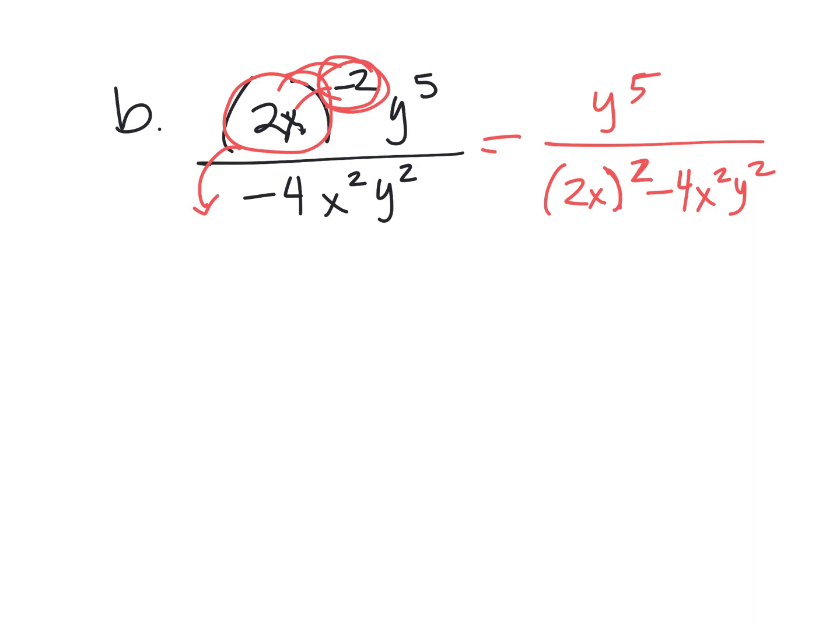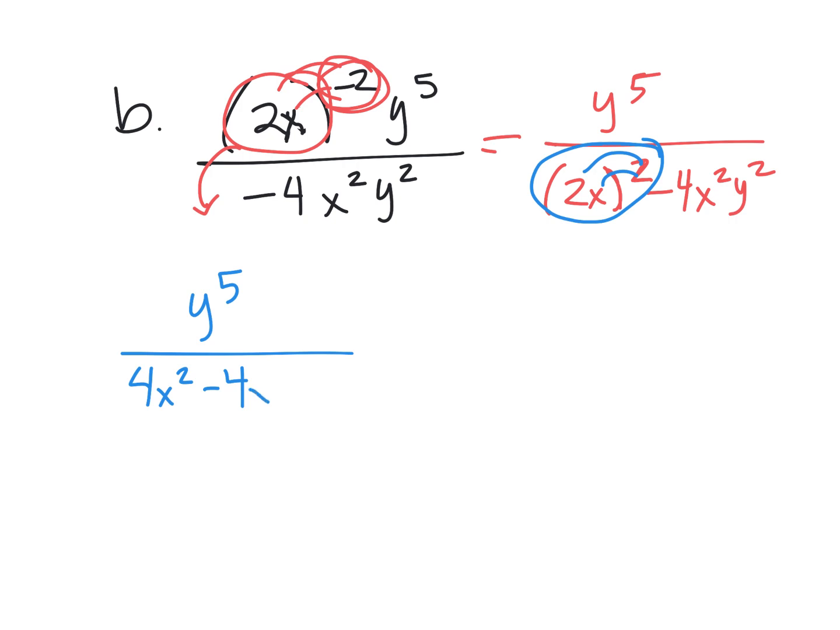All right, so after, I got interrupted, sorry. After you have moved this expression down below, we need to simplify that. So we need to apply the 2 to everything you see in there. So I'm just going to rewrite down here y to the 5 on top. And then 2 to the power of 2 would be what? 4. X to the power of 2, I just write x to the power of 2. Then I say minus 4 x to the power of 2, y to the power of 2.